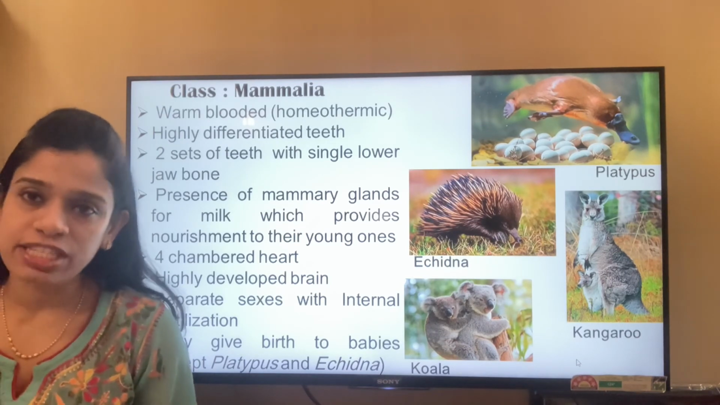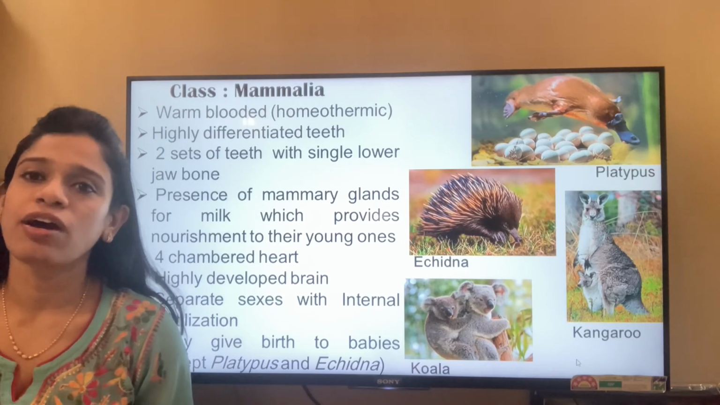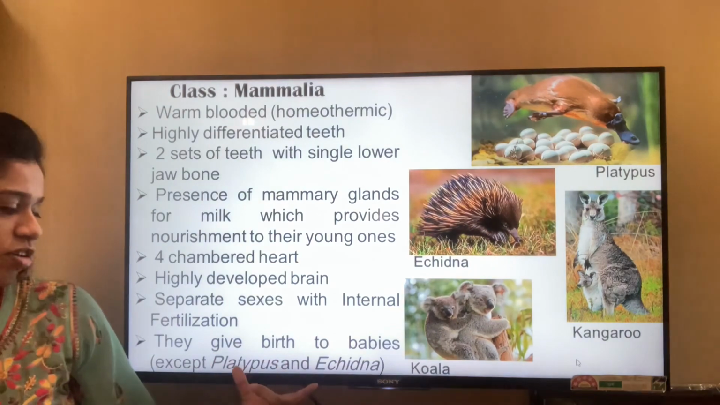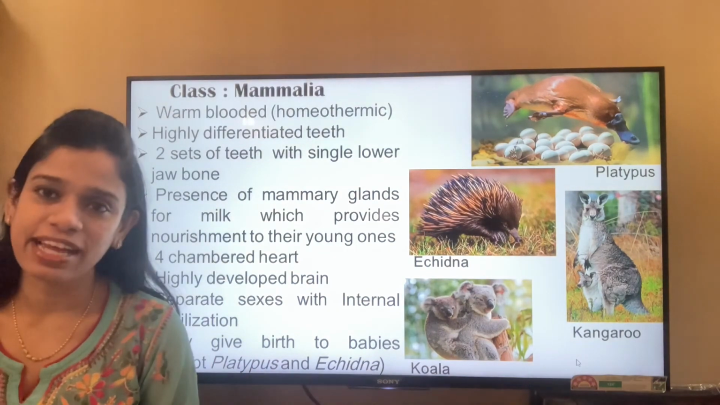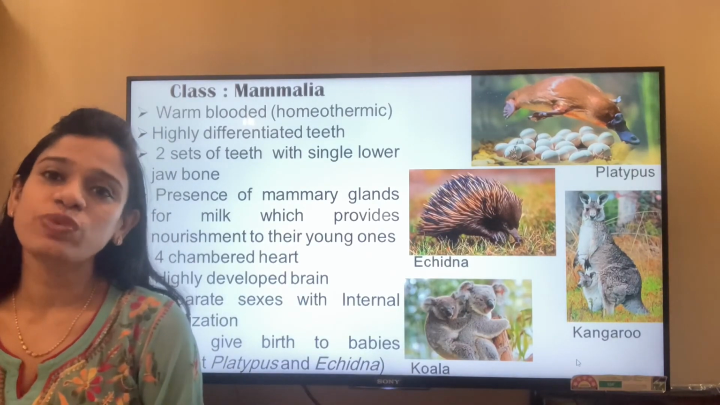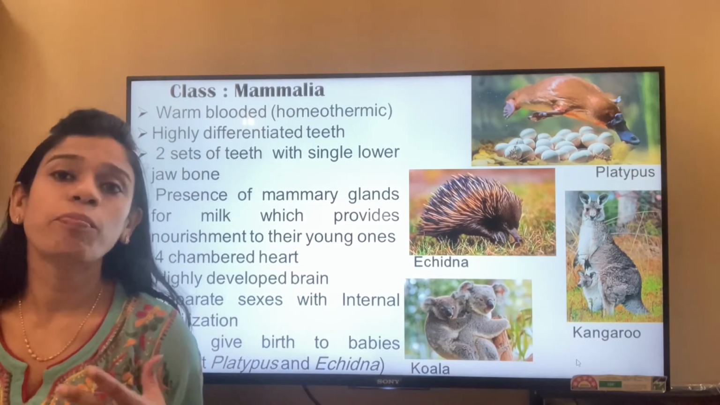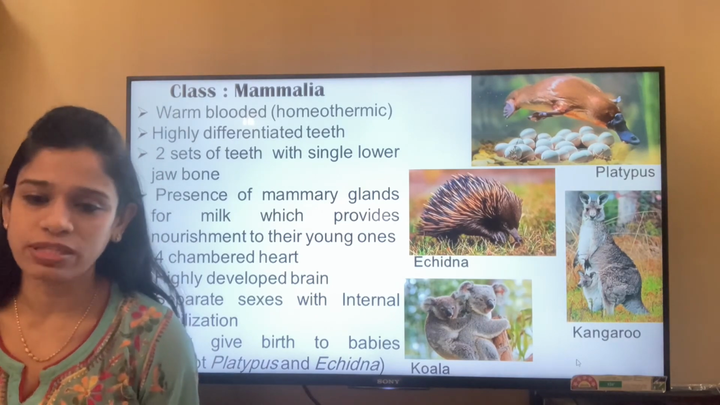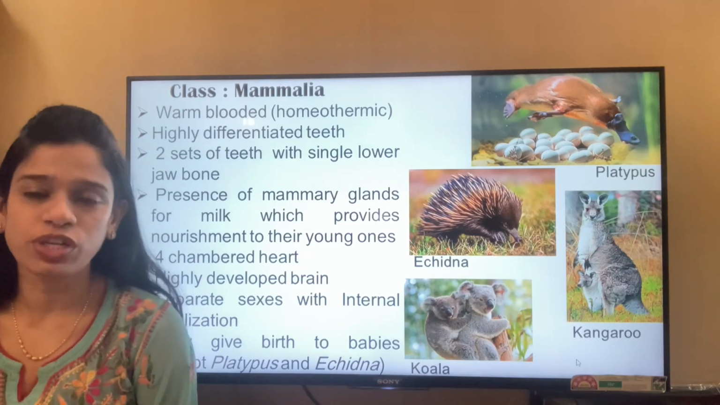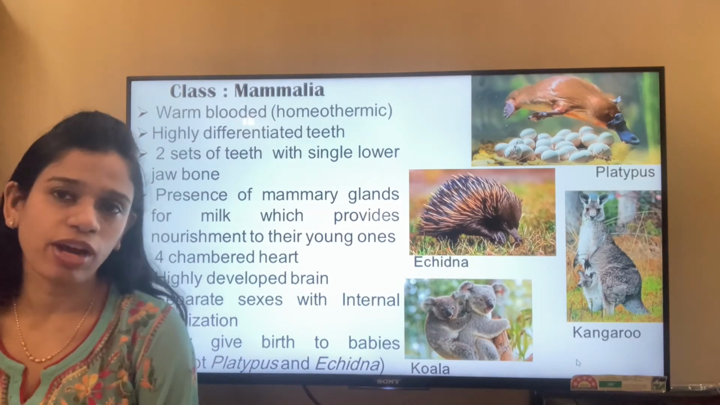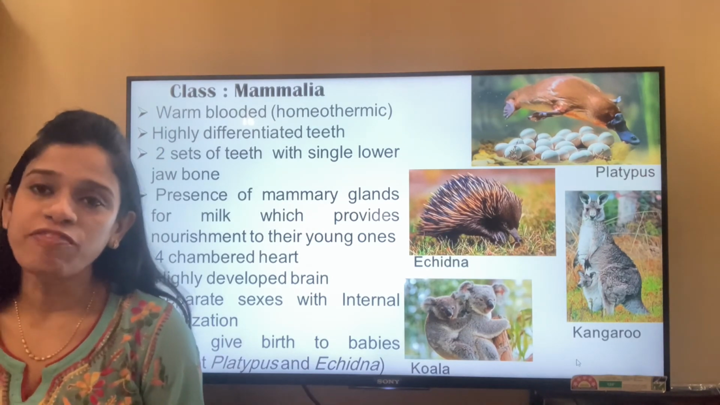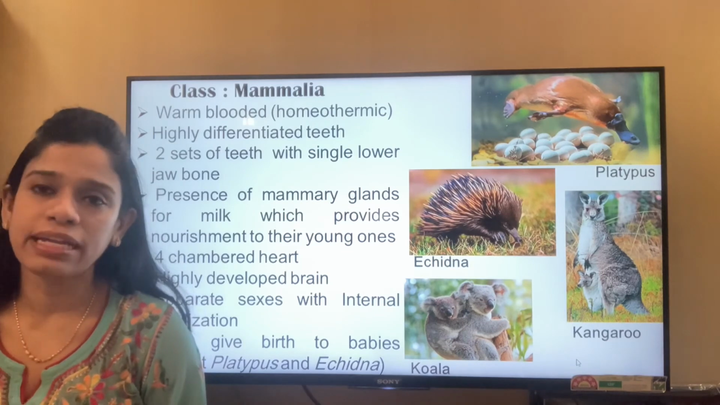But there are exceptions: in the class Mammalia, some organisms lay eggs. The two examples of that are the platypus and echidna. So you can see the platypus with the eggs. These are the two which come under the class Mammalia, but they don't give birth to young ones. Other than that, we are all warm-blooded, or homeothermic. That is, our body temperature does not change according to the environment. As the environment changes, we have to maintain our temperature.